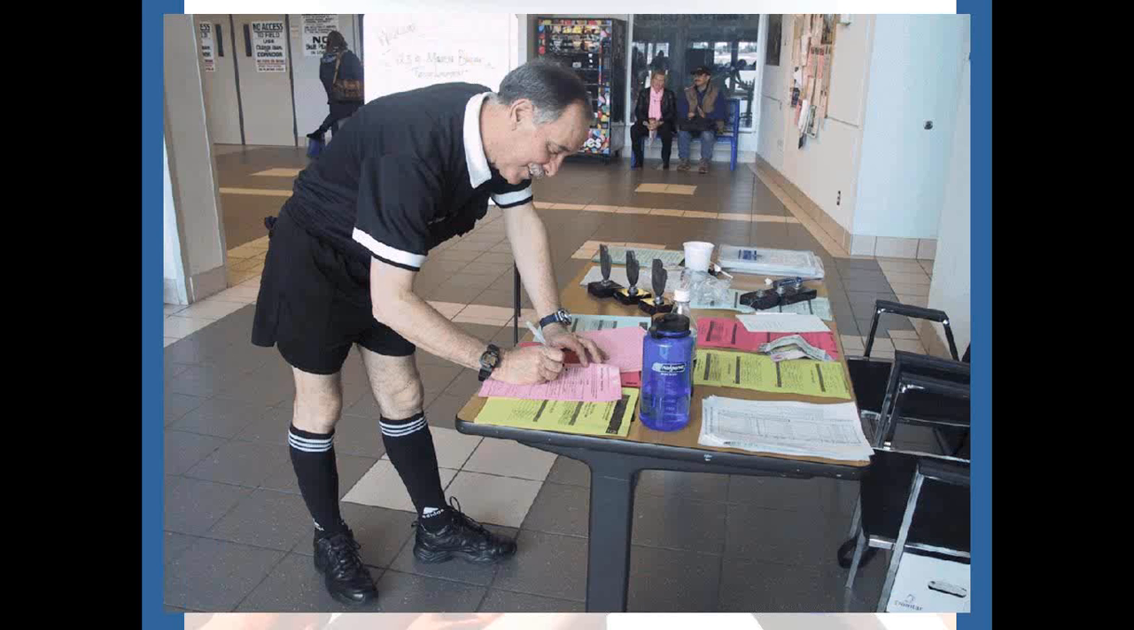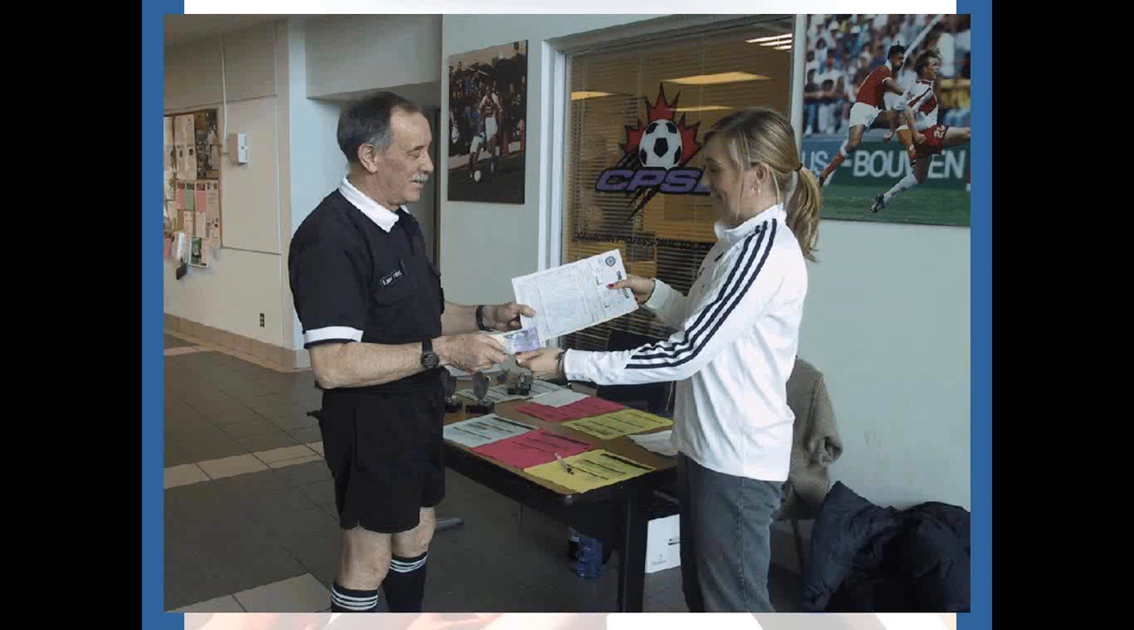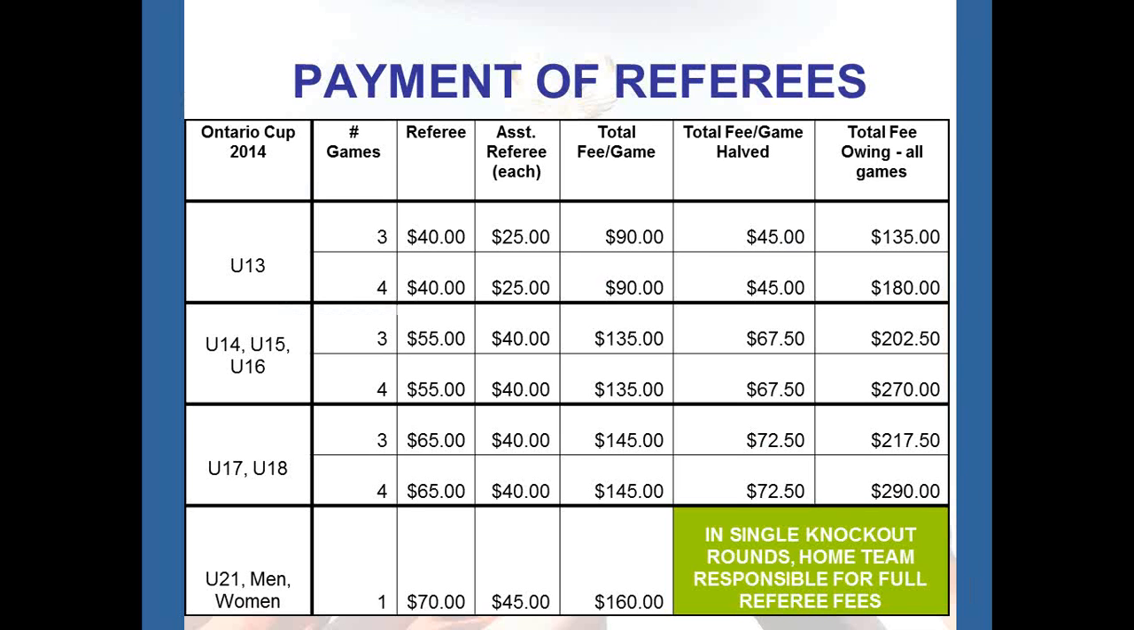Here we have a referee who's filling in his game reports, and they're completed, and now he's being paid. Payment of referees, as I mentioned, is half of the game fees for each game that a team is playing in the tournament round. This is a chart which indicates the total amount that teams will have to pay. This says 2014. We'll be updating it to 2015, but the cost hasn't changed. The amounts have not changed, so it should remain pretty close to the same.